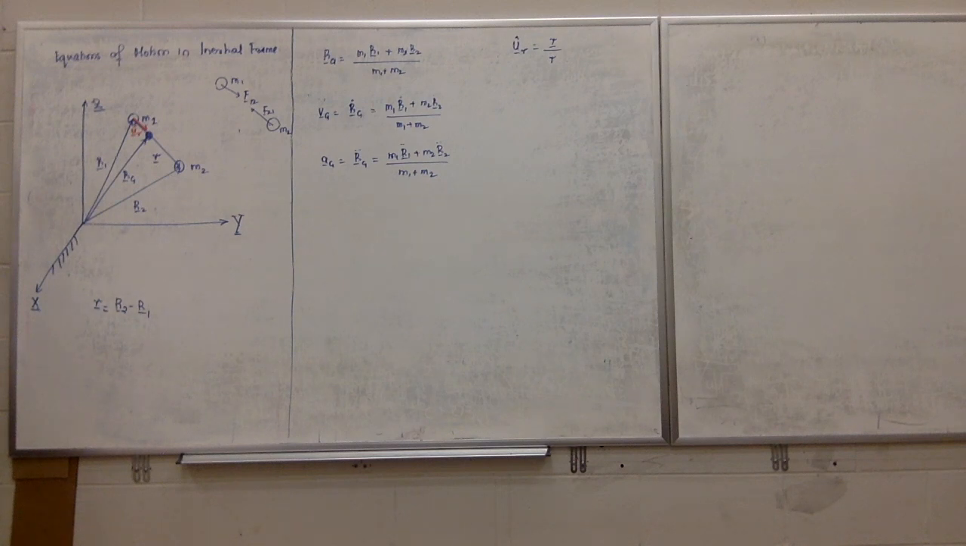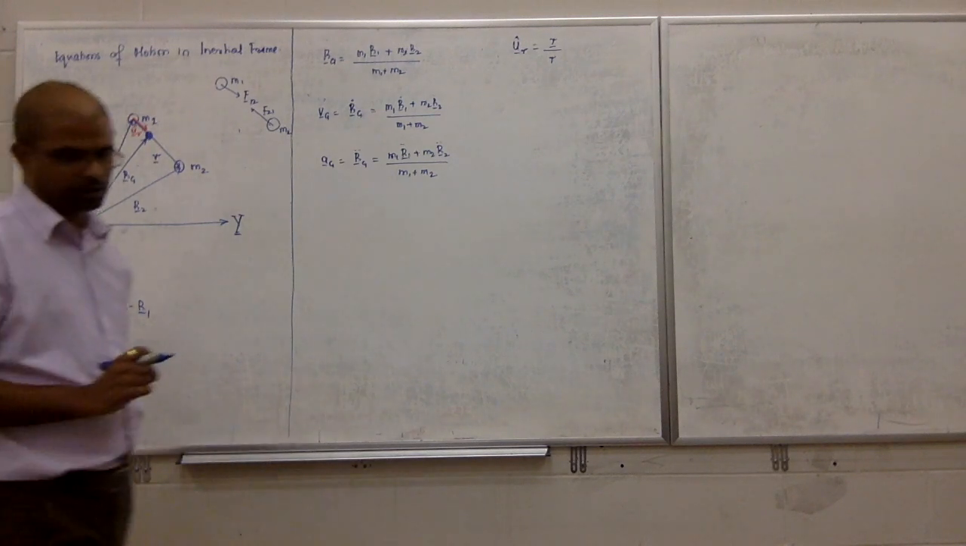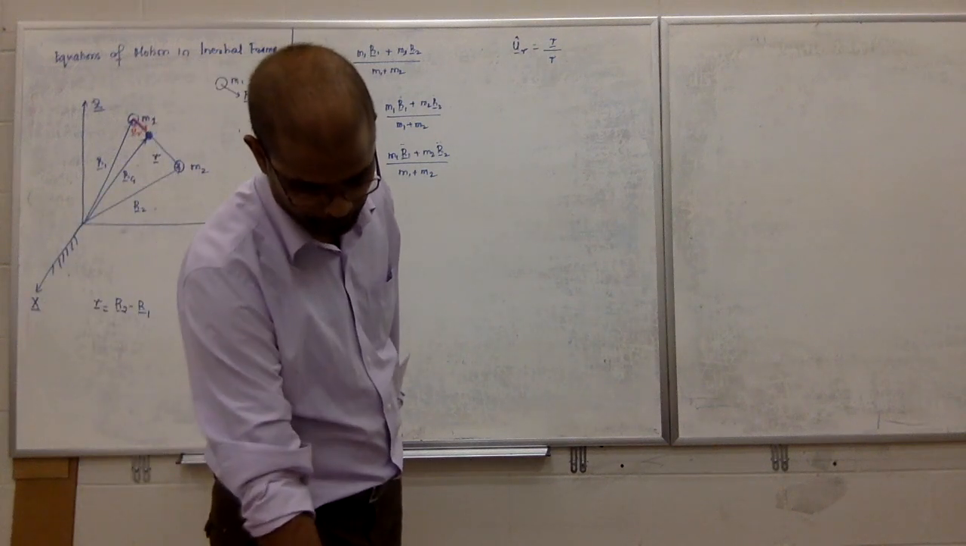You got it? So could there be a UR2 for M2? There could be, but it's not relevant here. We don't need that. But we need this. I'll show you why. Okay? You have to understand.